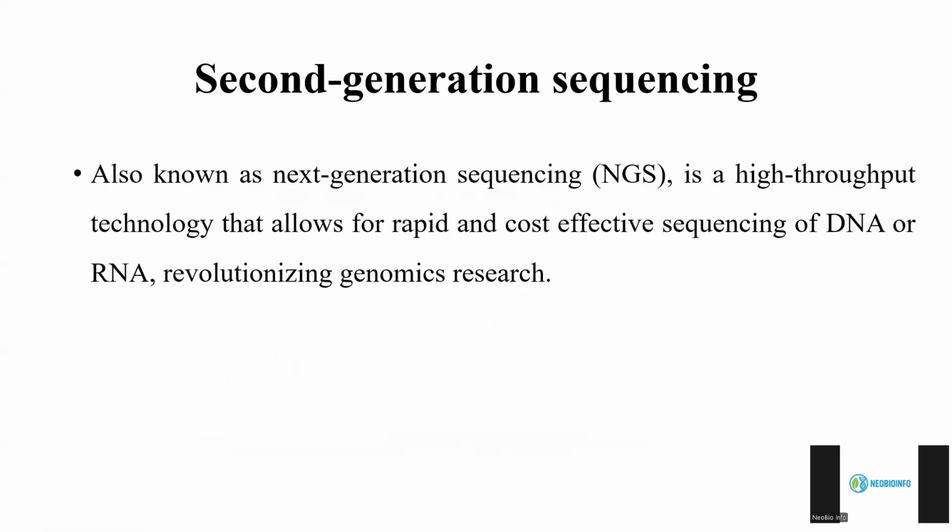Second generation sequencing is also known as next generation sequencing. It's a high throughput technology used for rapid and cost-effective sequencing of DNA or RNA. It is more advanced than Sanger sequencing, or first generation sequencing. It's called a revolution in genomic research. We can say it has a high impact on genomic research.